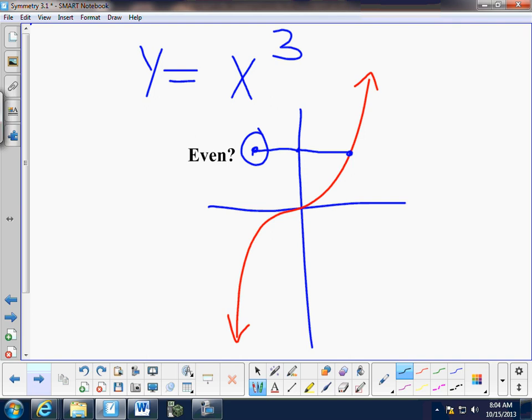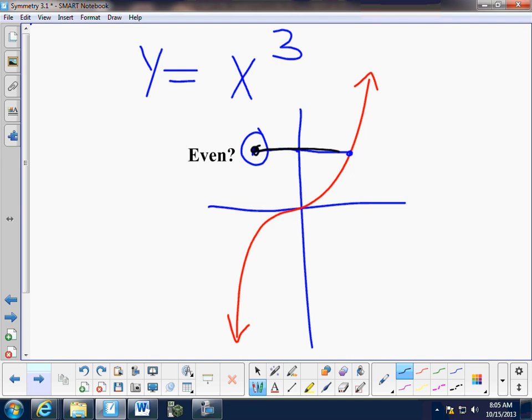Is this one even? Well, looking at the picture, is there symmetry across the y-axis? No, there's no symmetry here across the y-axis. If I pick a point and go straight across the y-axis, there should be a point just like it on the other side. There's not. This graph's not an even function.